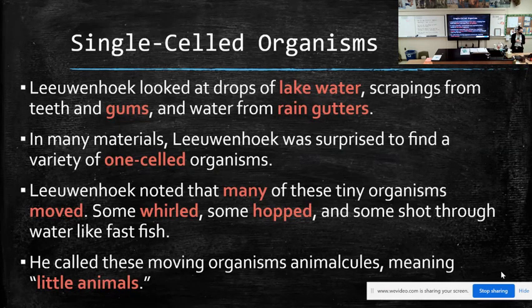And so what he did was he called these moving organisms animalcules, essentially meaning little animals. So that's what he thought of them as. They looked similar to some sort of animal or organism that moved and had similar characteristics of an animal.